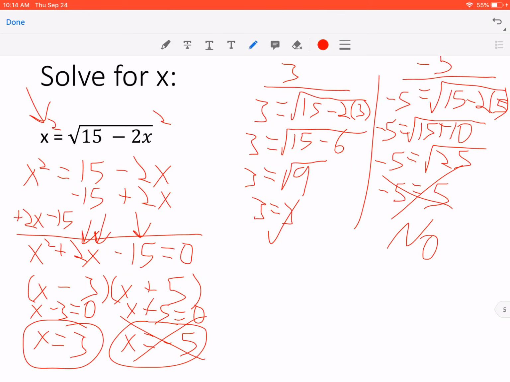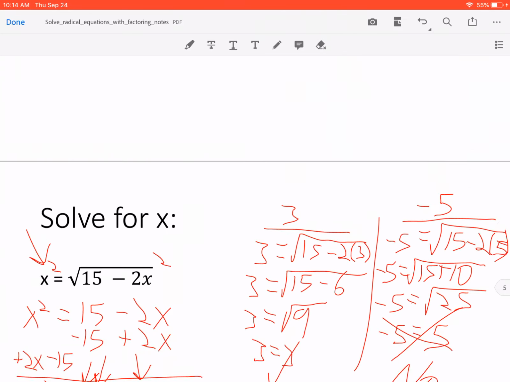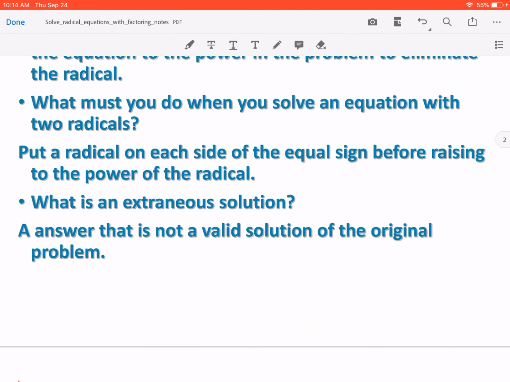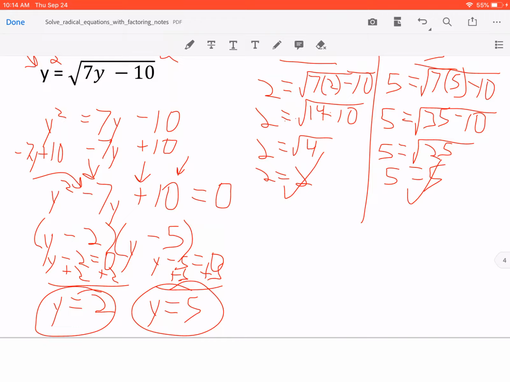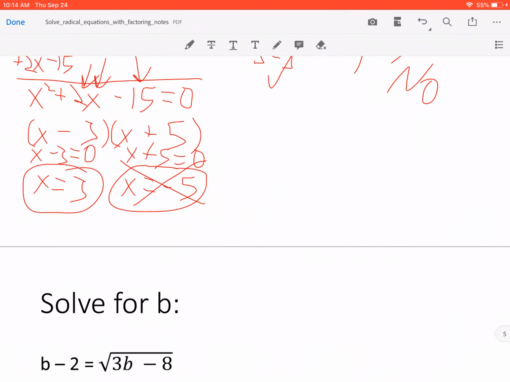The only answer that worked was 3. So what was negative 5 called? Negative 5 was called an extraneous solution, an answer that is not valid. All right? You got negative 5, but it doesn't work. So make sure you always plug it back in.